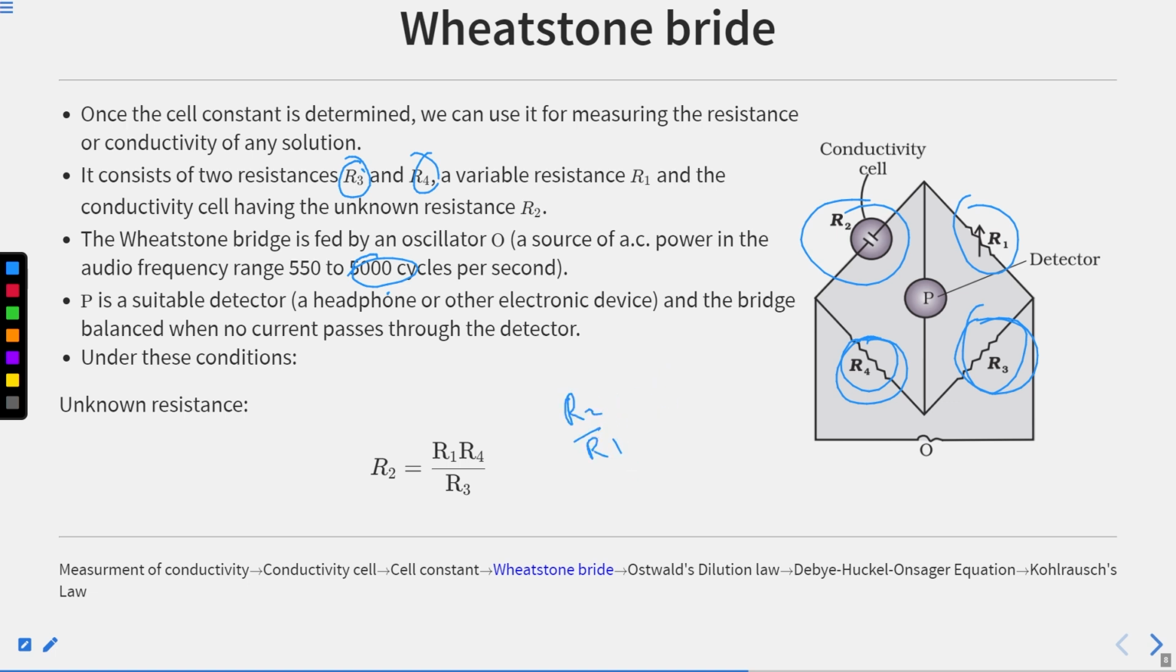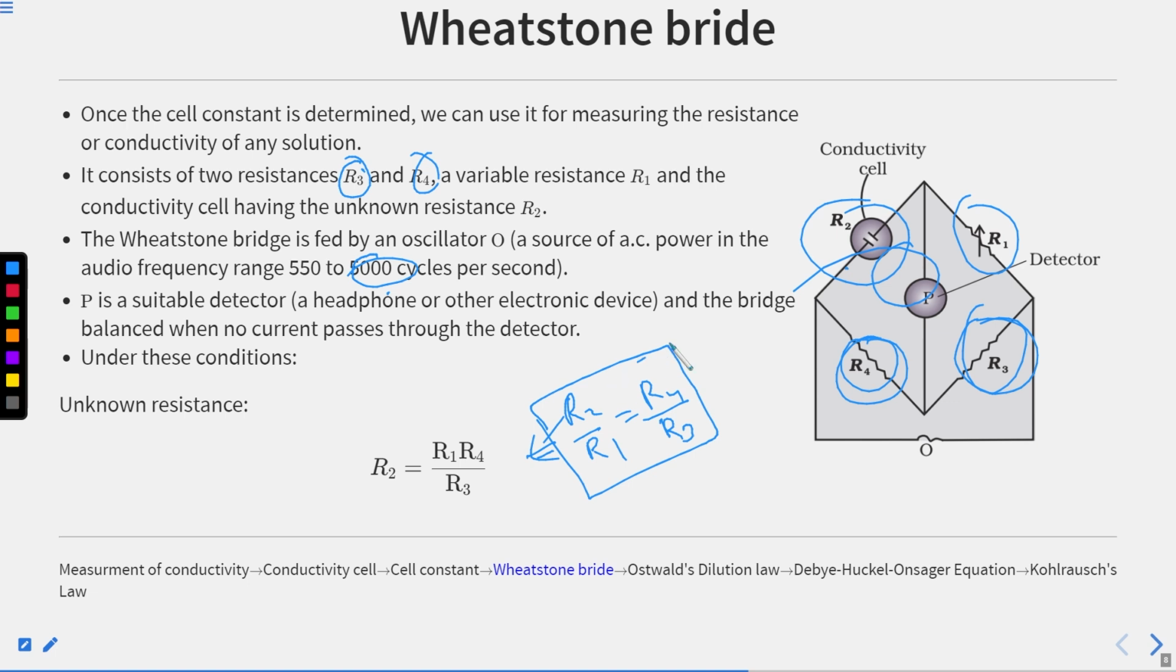R2 by R1 is equal to R4 by R3. So if this is satisfied, R2 by R1 equals R4 by R3, then in that case we will not see any detector current. Okay, the detector showing zero. Since we know the value of R1, R3 and R4, we can bring this formula forward: R2 is equal to R1 R4 by R3.